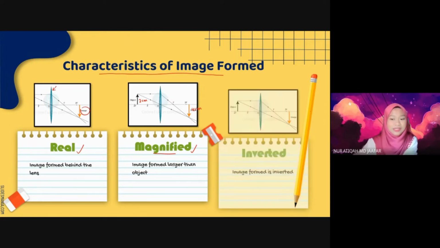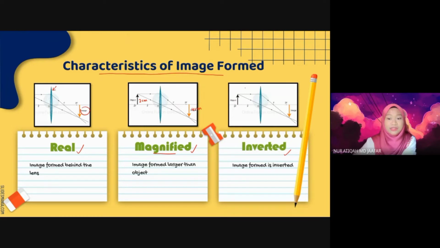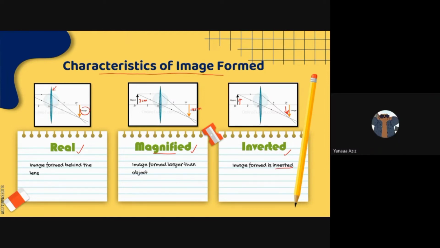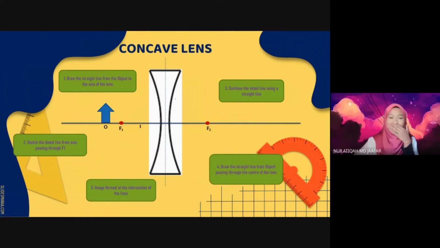Okay, the last one is inverted. When you sketch the ray diagram, you will find that the object is upright, but the image is downward. So we can say that the image formed is inverted. Okay? Okay, good.